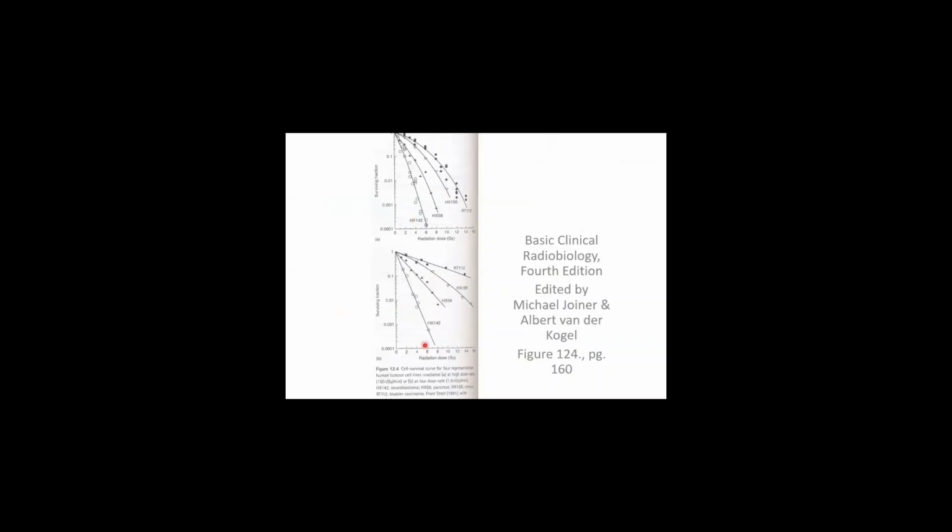Here's log of the surviving fraction against radiation dose, comparing survival for 4 different cell lines that have been irradiated at high dose rates and at low dose rates. And you can see this difference in survival.